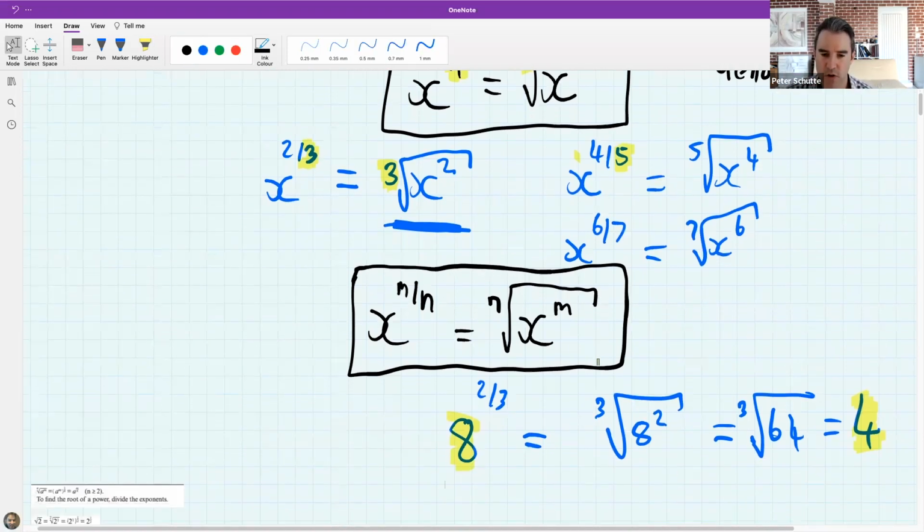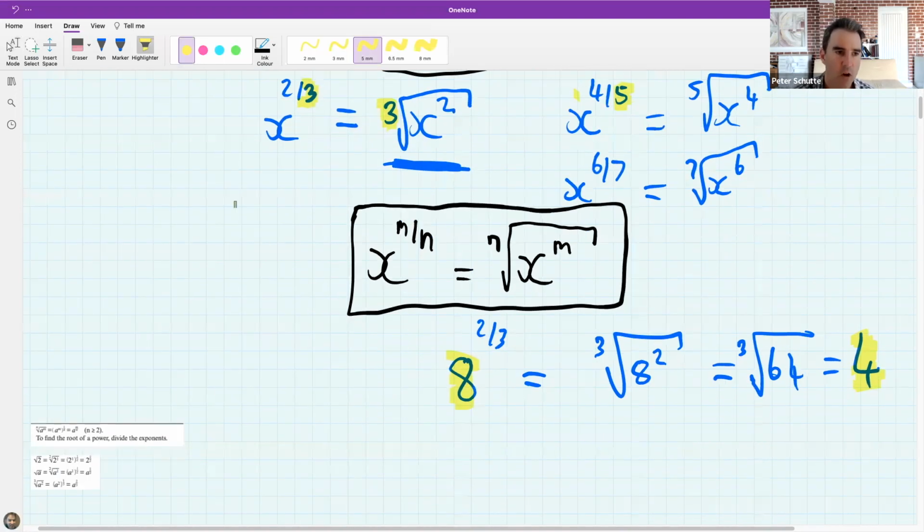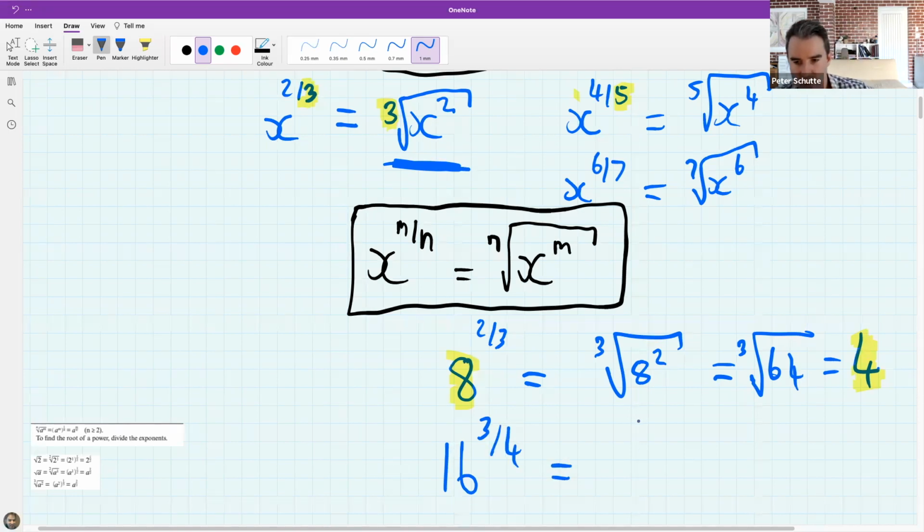Let me do one more example like this before I move on. What is 16 to the power of 3/4? And I don't want you to use your calculator here. You have to use your brain power, and it'll help you to convert it between the different forms. So what is 16 to the power of 3/4?